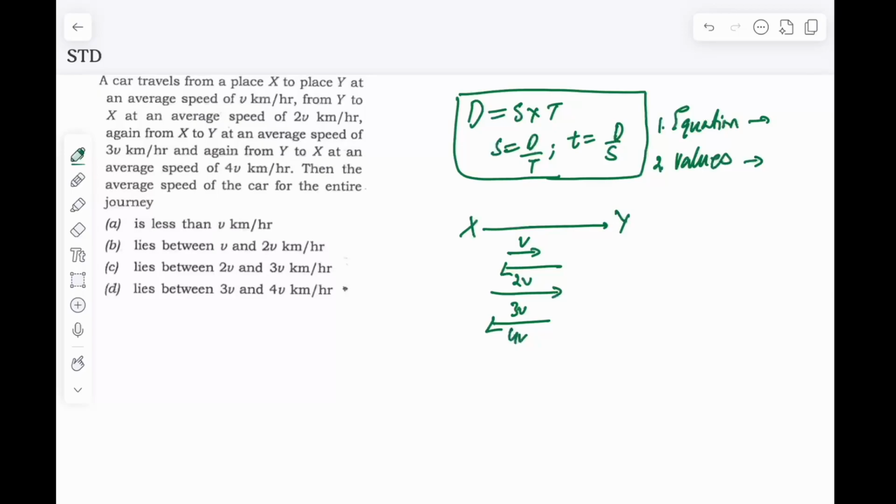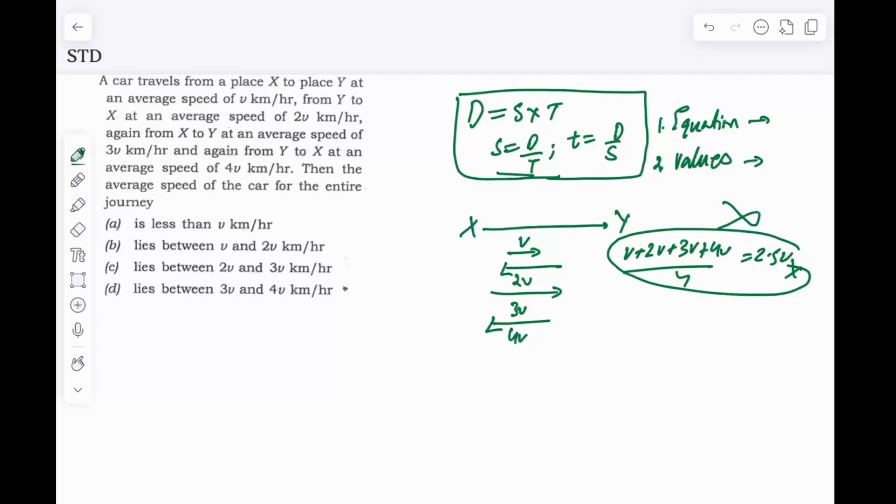Somebody who doesn't have much knowledge on time, distance, speed would say, okay, this will be V plus 2V plus 3V plus 4V by 4. That's simple. So this has to be 10 by 4, so it's 2.5V. But that would be a wrong answer. Why? Because it is dependent on this formula, speed is equal to distance upon time. When you want to calculate the average speed, you don't calculate it in this manner. This is totally wrong. We will calculate the time of each of these and then try solving it.